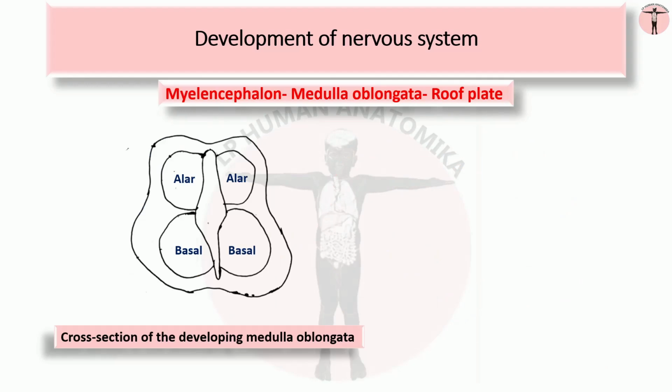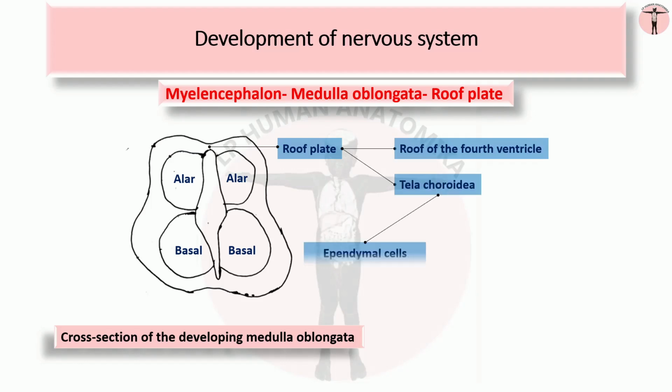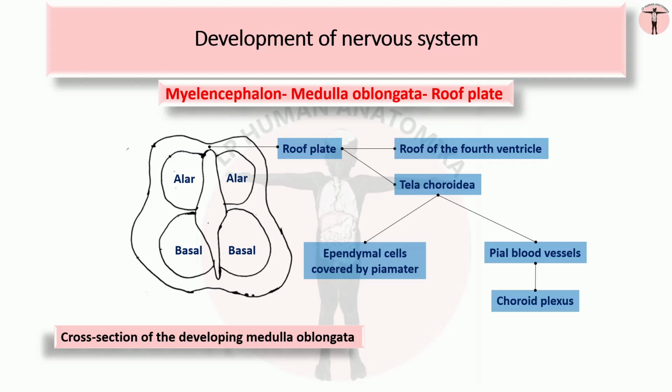Until now, we have discussed the development of the nuclei derived from the alar and basal plates of the neural tube. Now, we will see the development of the roof plate of the developing medulla oblongata. The roof plate of the developing medulla forms the lower part of the roof of the fourth ventricle. The roof plate is called the tela choroidea, which is a single layer of ependymal cells covered by pia mater. The tela choroidea is invaginated by the pial blood vessels, and both together form the choroid plexus of the fourth ventricle.